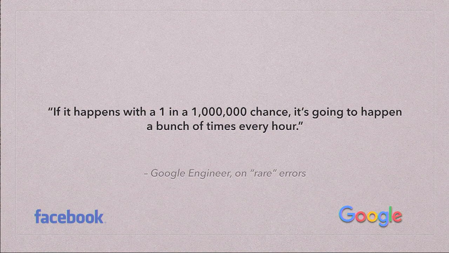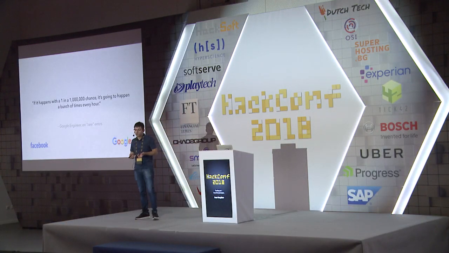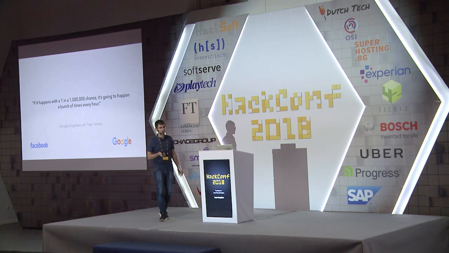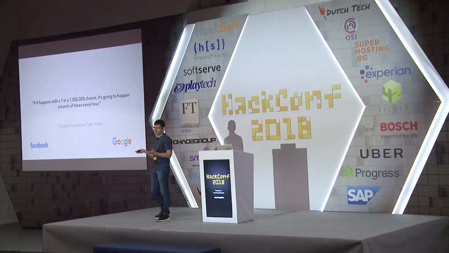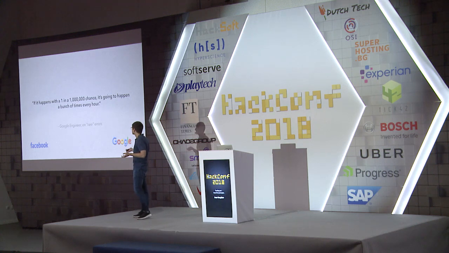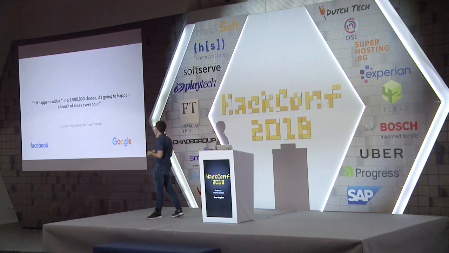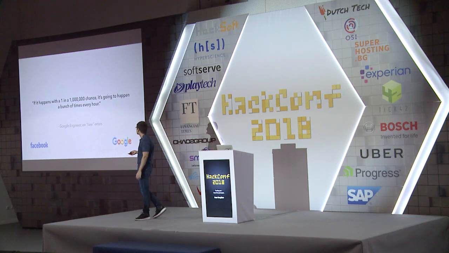What should I do? Should I just log it? Should I put an alert somewhere? He said, well, if it happens with a 1 in a million chance, we're Google, so it's going to happen like once every few minutes, a bunch of times every hour. So you better take care of it, because if it breaks every hour, then things are going to be bad. So scale is a thing you constantly need to think about if you work at a company like this.